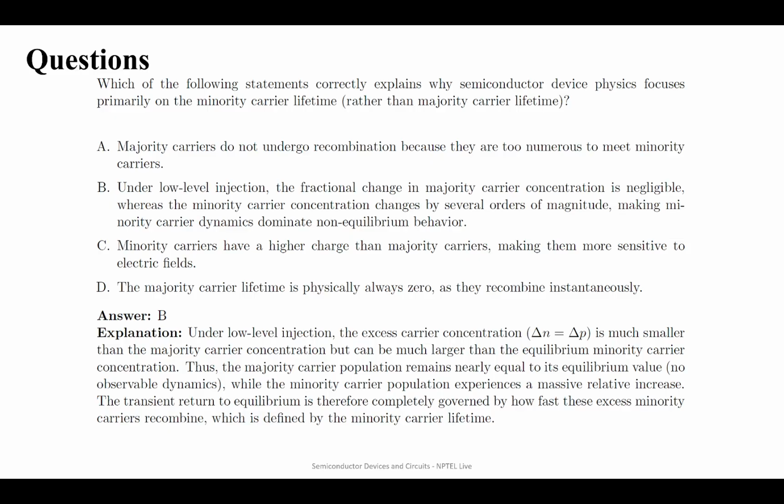While the minority carrier population experiences a massive relative increase, the transient return to equilibrium is therefore completely governed by how fast these excess minority carriers recombine, which is defined by the minority carrier lifetime.